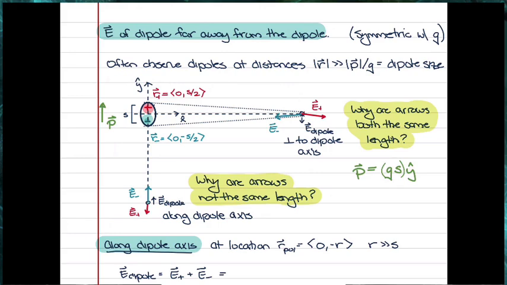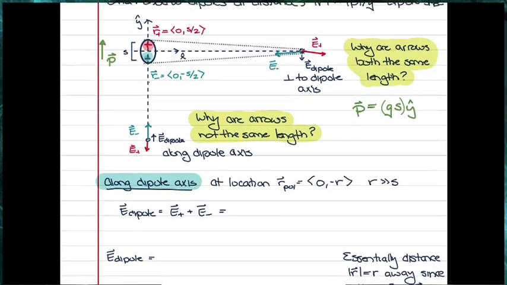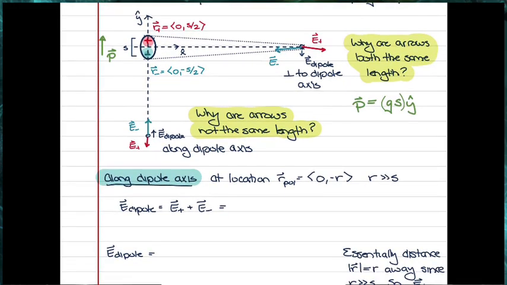So let's actually work out the expression for what this net electric field is at this location. Essentially, the dipole is just two charges. So if I want to figure out the net electric field, all I have to do is find the electric field from the positive charge and the electric field from the negative charge at this location. And this location we're going to say is located at (0, -r), where r, whatever the number is, is huge compared to s. And this is going to be important.